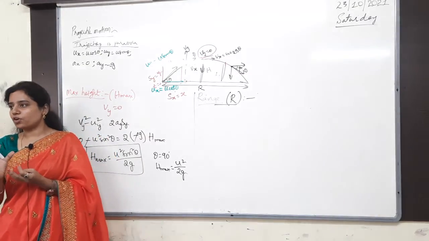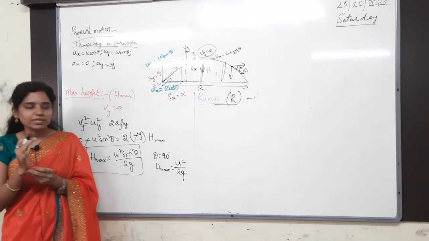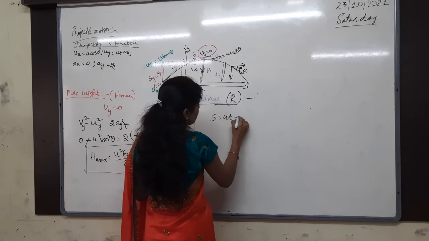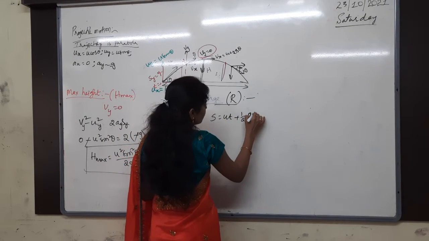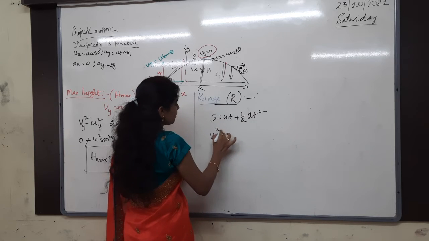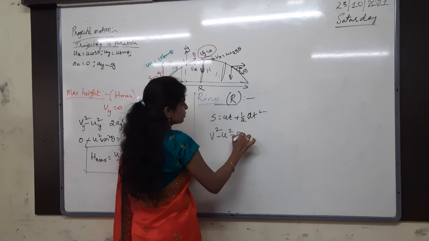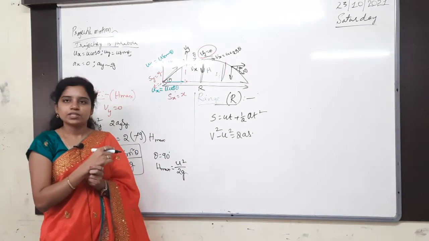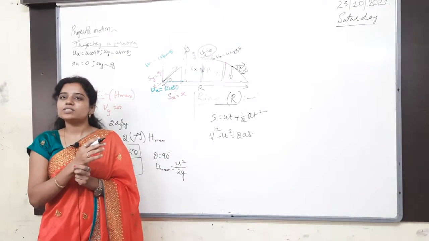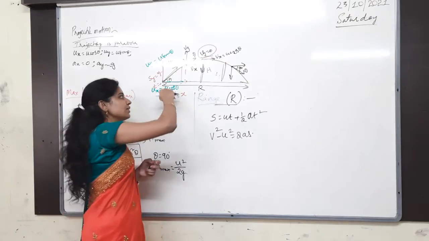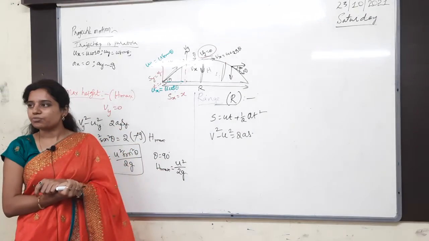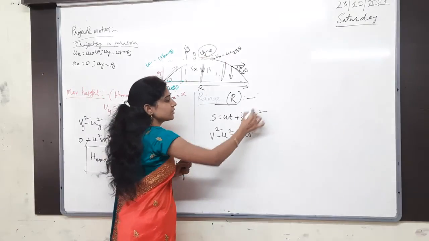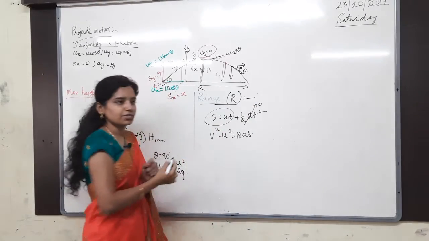We have 2 formulas for displacement. One is s = ut + ½at², and the other is v² − u² = 2as. Which is easier? s = ut + ½at². Why? Because the range we are measuring is in the horizontal direction, and horizontal acceleration becomes 0. So this will be easier.